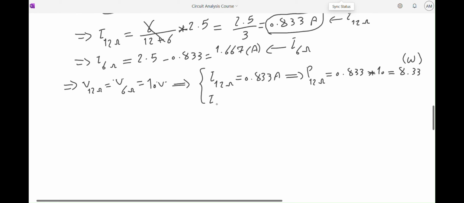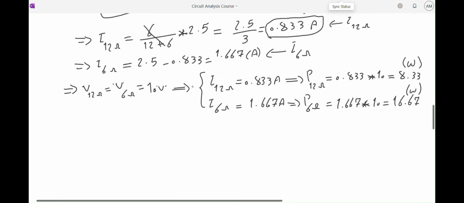And on the other hand, the current of 6 ohm resistor is 1.667 amp. From here, I come to conclusion that the power that 6 ohm resistor consumes is 1.667, which is the current, times the same voltage, 10. That gives me 16.67 watts.